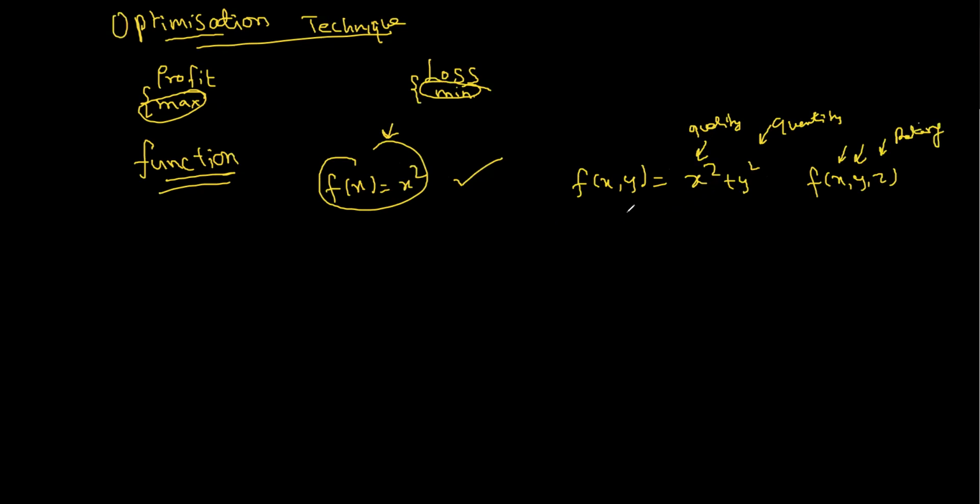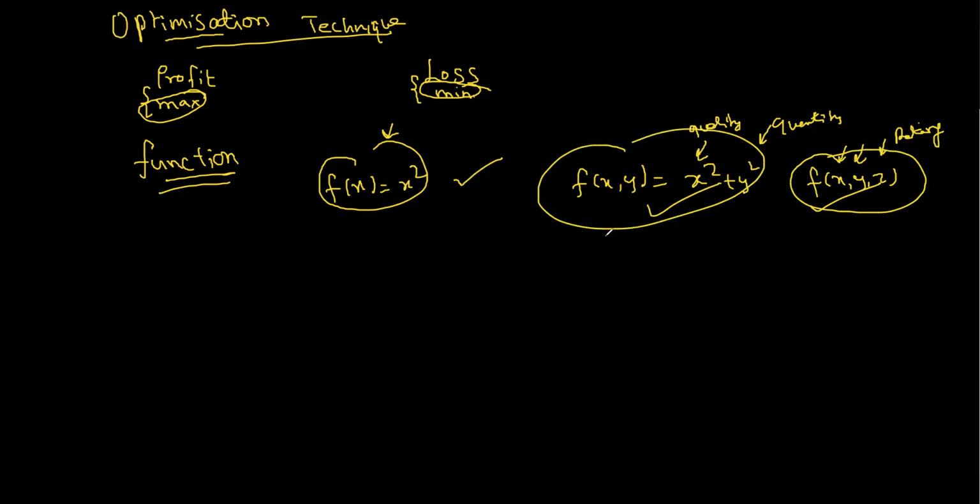So this is a two variable function. This is a three variable function. It means your function depends on three parameters. Like your exam result depends on two parameters: your marks and your attendance. Right? Understood? So you have to identify, with the help of the function, which you have to maximize or minimize.